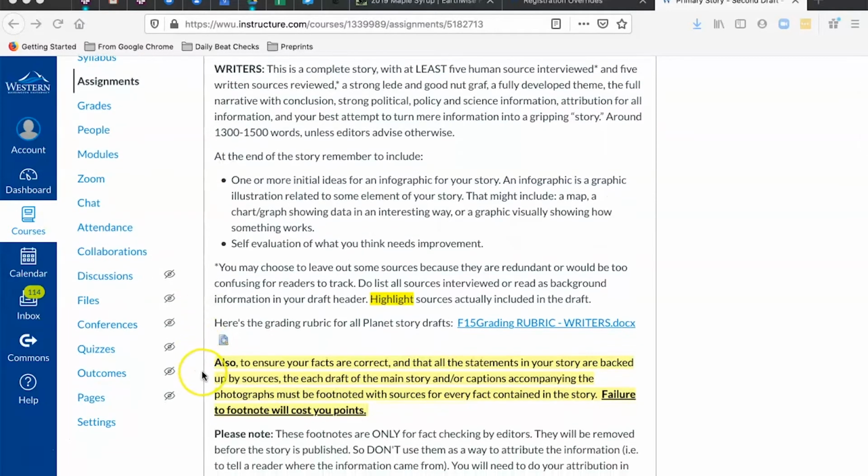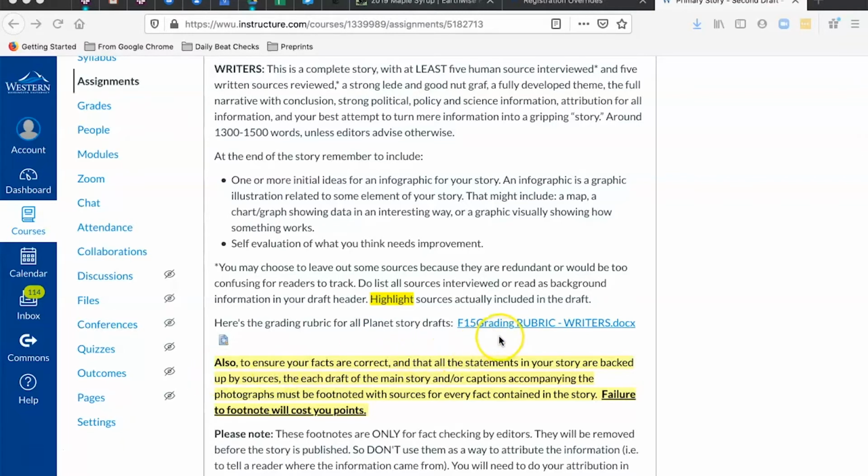And then, of course, the footnoting. I know nobody's favorite thing to do, but it is important to do it right because that allows the editors to efficiently fact check your story. And if you don't do it right, you're going to have editors coming back to you saying, where's this information from? Where's this information from? So it's best to do it now for everybody's sake.